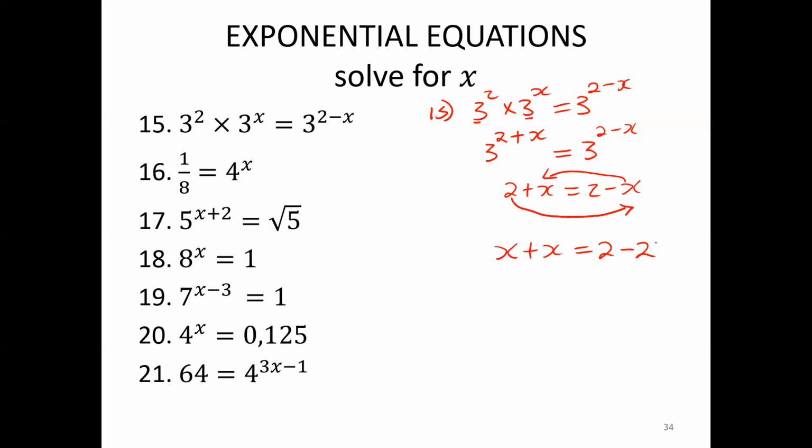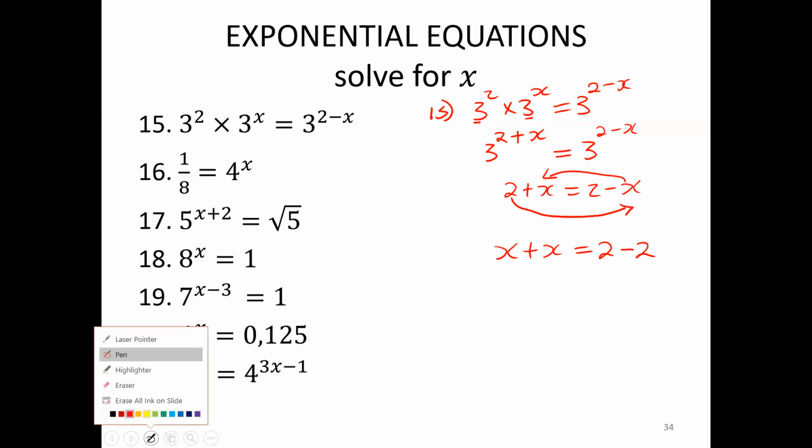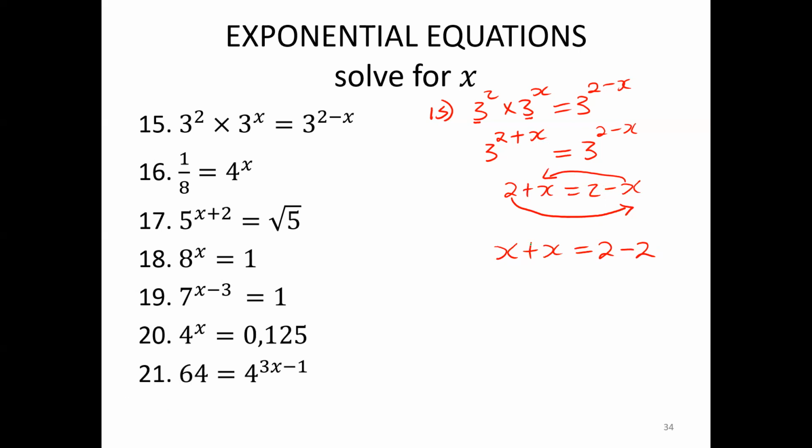Note that when a term jumps the equal sign, its sign will change. x plus x will give you 2x. 2 minus 2 will give you 0. And then you divide both sides by 2. Therefore, x is equals to 0 divided by 2, which is 0.